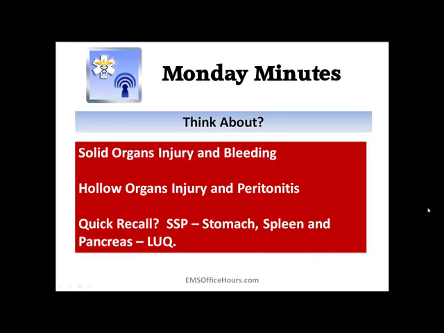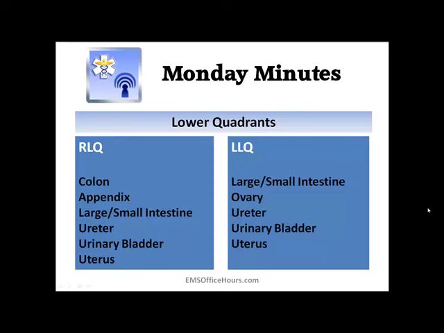A quick recall, I think of SSP in your left upper quadrant. SSP on the left upper contains your stomach, spleen, and pancreas. The reason why I do this is because if you look back, your lower quadrants pretty much contain the same organs, the same structures, besides the appendix, which should be pretty easy to remember, that's on the right lower side.